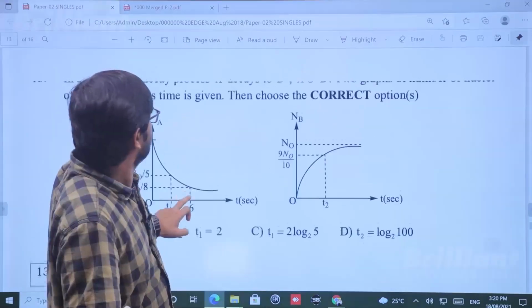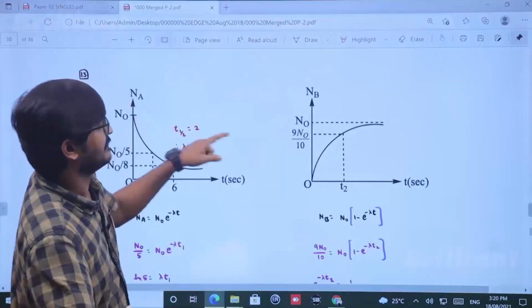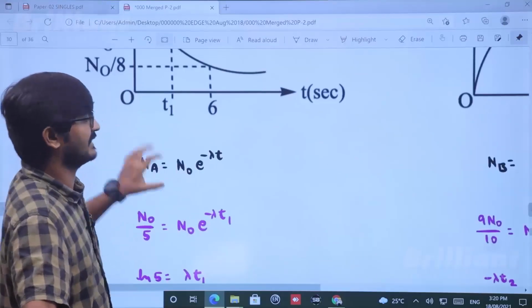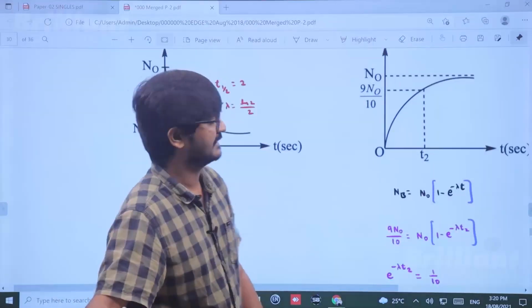Next question, I think you can pause and you can read the question. I will be going with the solution. A is decaying and B is getting formed. So you know the A equation will be Na equal to N naught into e power minus lambda t, and the B equation will be N naught into 1 minus e power minus lambda t.